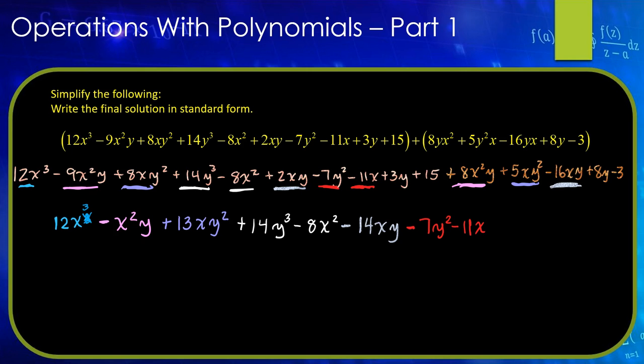I get to the y term, I do have a 3y and an 8y, so I would bring those together and get 11y, and then I have 15 and a minus 3, which becomes a plus 12. So the final answer would be 12x, and I'm just going to go over this in green again because everything else went over in green. 12x cubed minus x squared y plus 13xy squared plus 14y cubed minus 8x squared minus 14xy minus 7y squared minus 11x plus 11y plus 12.